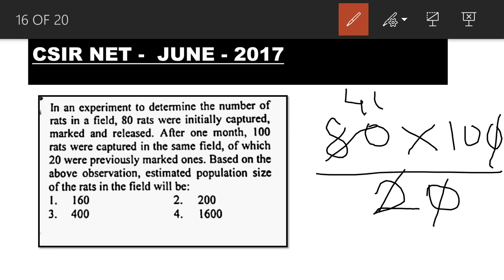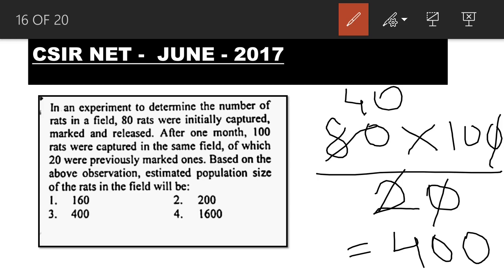So it becomes my population size, and the population size is 400. So 80 into 100 divided by 20, as per the formula, you can have the option 3, which is correct, that is 400 is the population size for these rats. I hope now the things are clear, right?